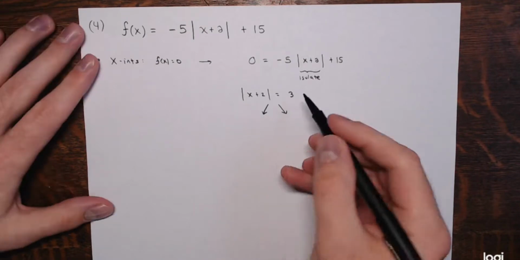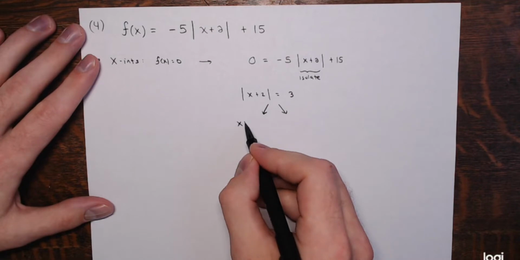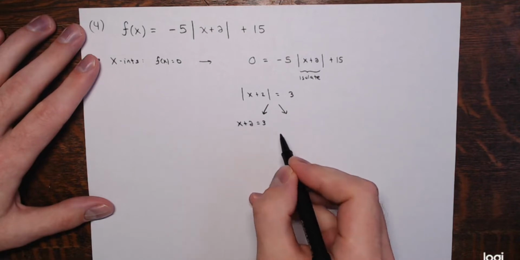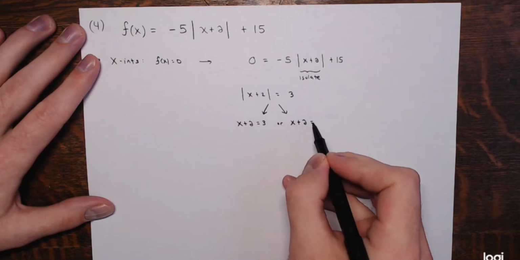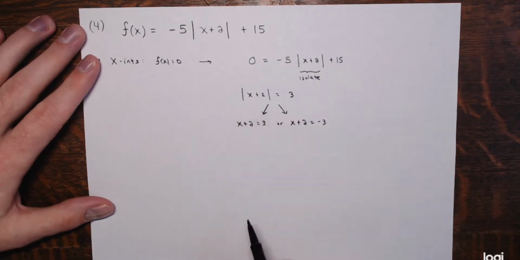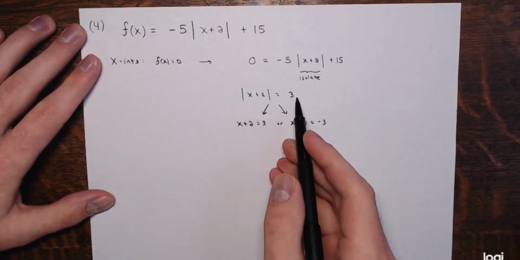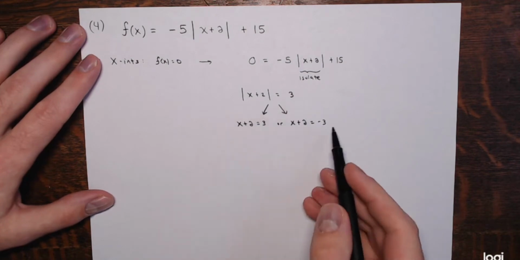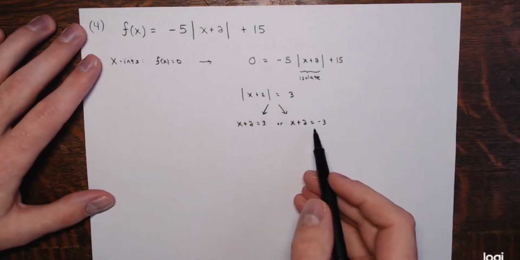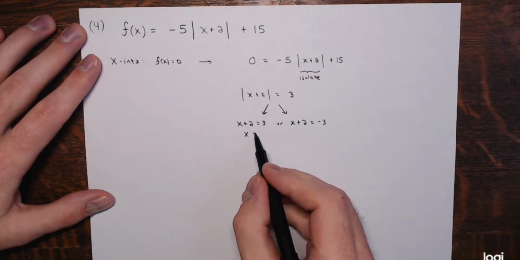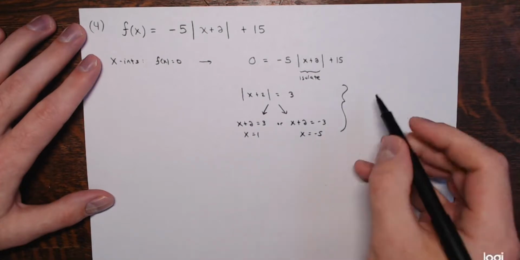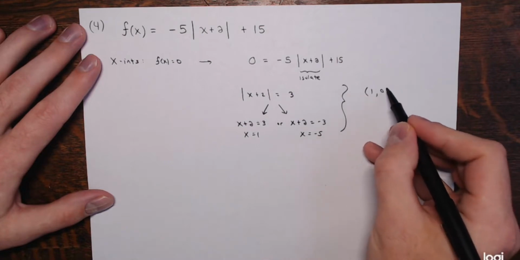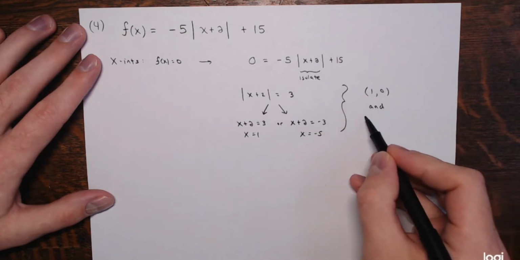So this x plus 2 can be equal to 3, or this x plus 2 could be equal to -3, and this would be a true statement, right? The absolute value of 3 is 3, the absolute value of -3 is also 3, and then you solve each of these. So here x equals 1, here x equals -5, right? So the x-intercepts are (1, 0) and (-5, 0).